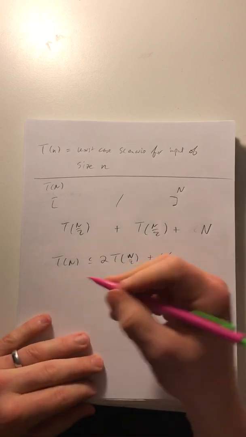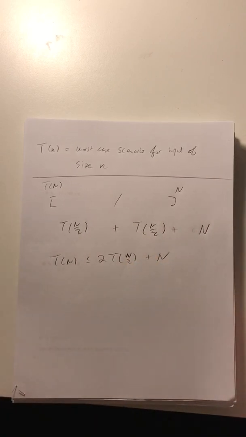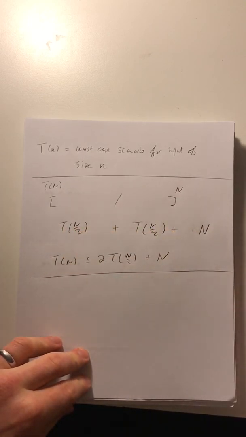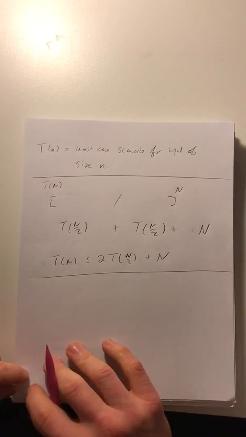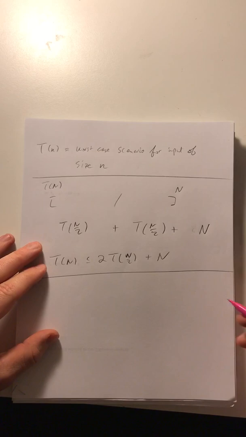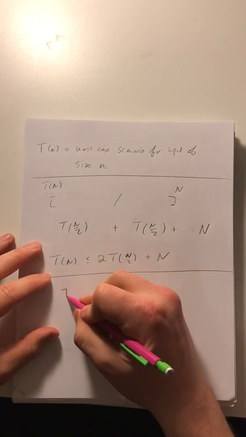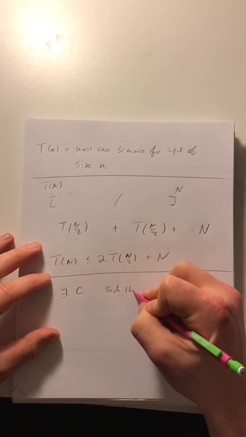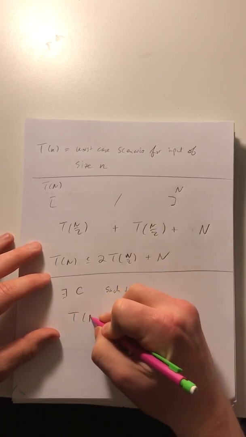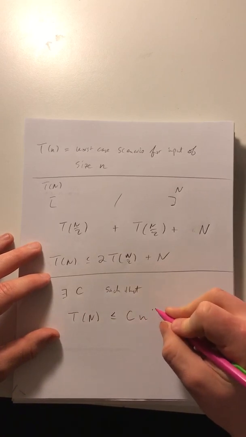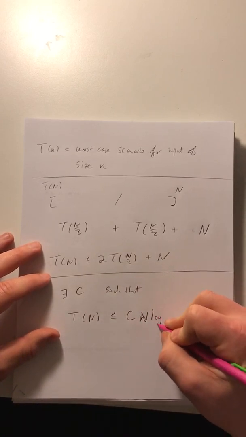And now, if you solve this recursion, there are a couple of ways to do it. There's a master method, there's a substitution method to prove your result once you have it. You can prove by strong induction that there exists a constant c such that T of n is less than or equal to c times n log n.